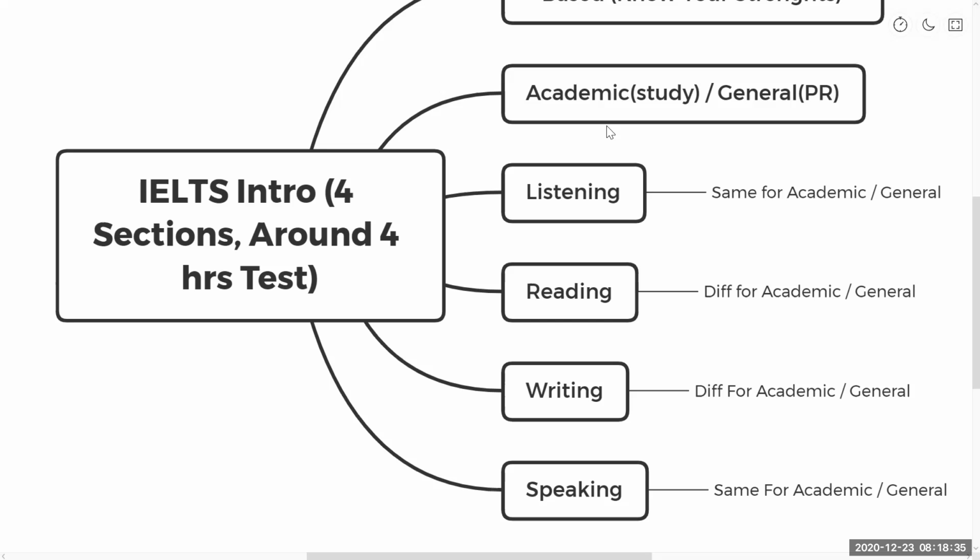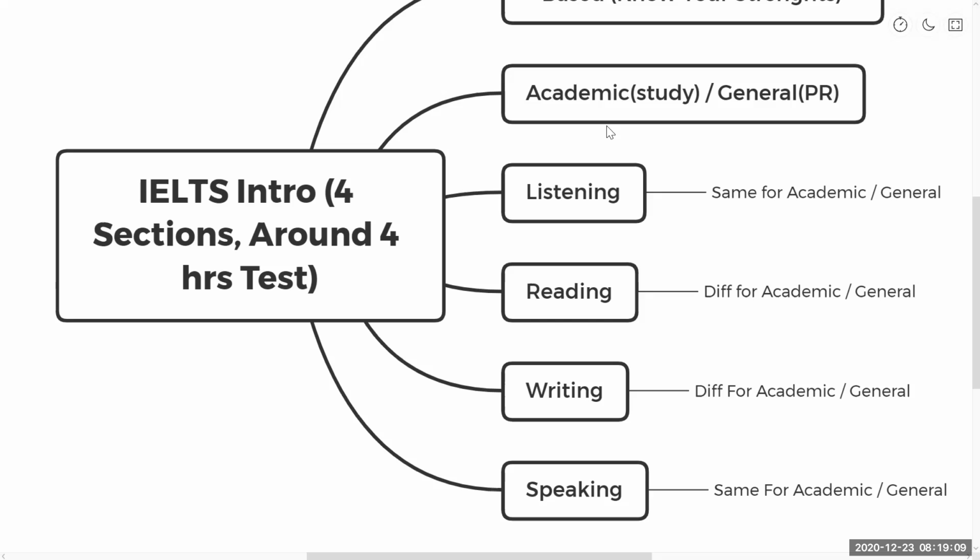So in case an academic person practices some of the general tests and vice versa, it's absolutely fine because the nature of questions is the same and you get to learn something. So you can attempt many test papers like that, depending of course on the time available to you. In case you are very short of time, then focus on the type of questions you're going to get, and that will be useful.